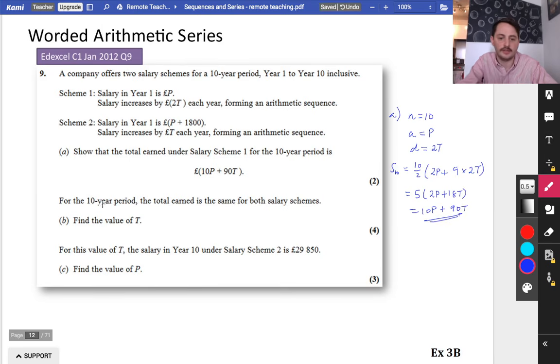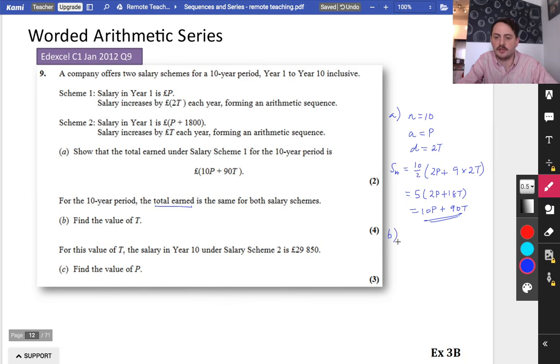Then it says, for the 10-year period, the total earned is the same for both salary schemes. So the total earned, it doesn't say the amount earned in 1 year, it means the total, which should make you think of all of the years being added together. And we're going to try and find out the value of t. So let's have a look at what we're going to do.